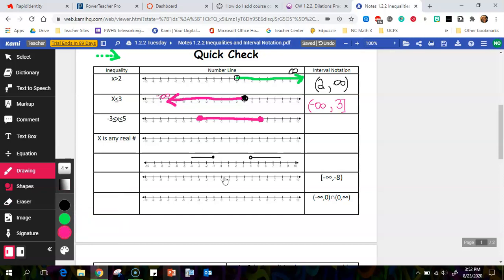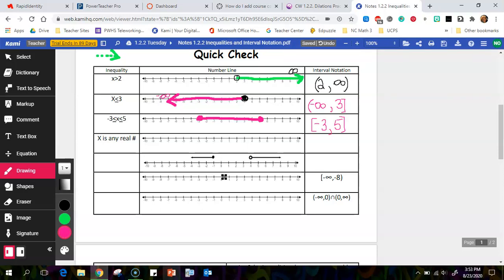Now let's talk about what the interval notation would look like. I would have a -3 as one endpoint, a 5 as the other endpoint, and both of them get brackets because they're both included. They both have that equal symbol with them.